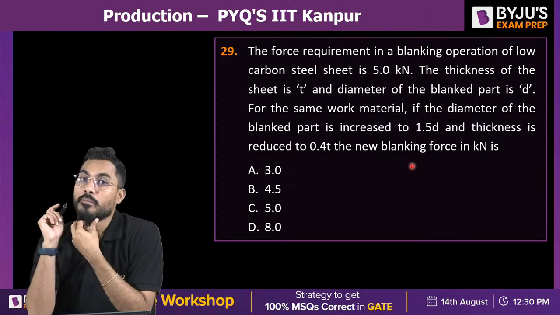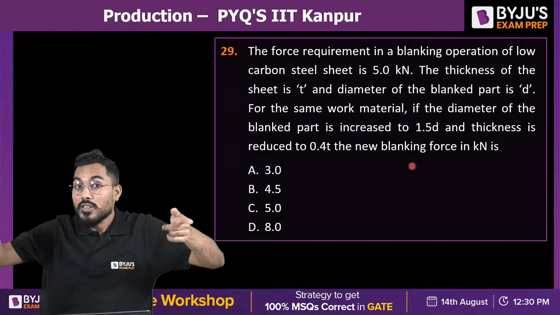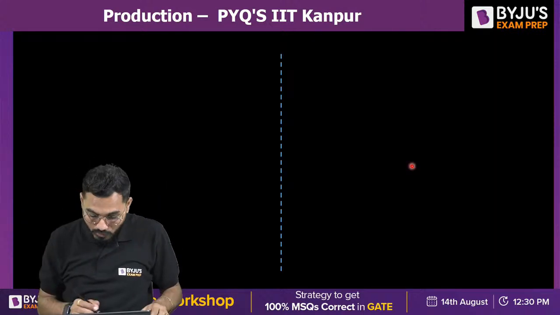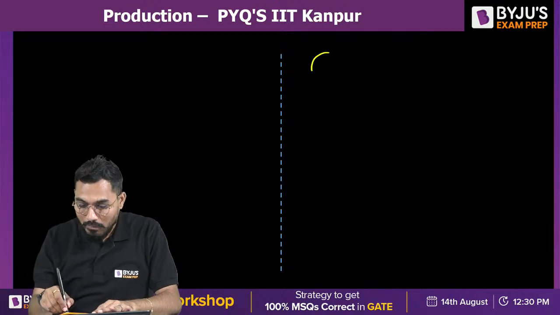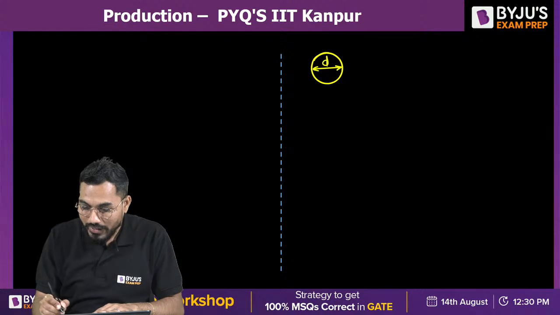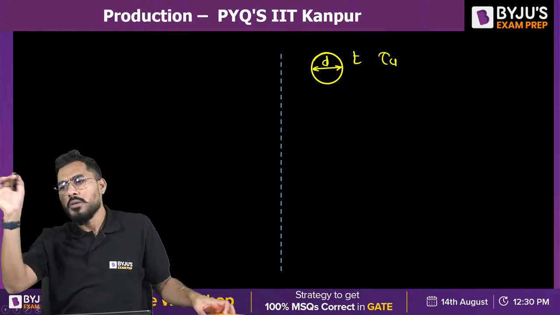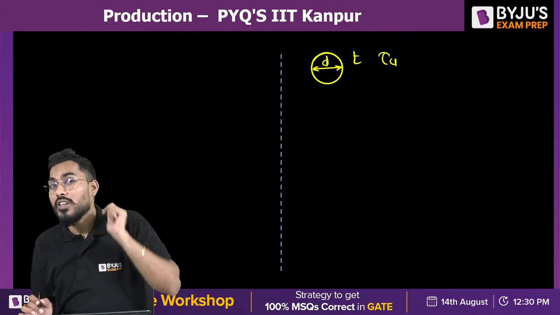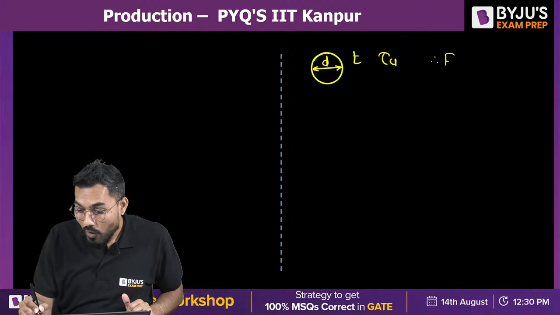But the material remains the same. If the material properties remain the same, that means the ultimate shear stress will also remain the same. So, a very simple statement: there is one particular blank of diameter d, sheet thickness t, and a certain material. Whatever the material might be, it has an ultimate shear stress tau u.